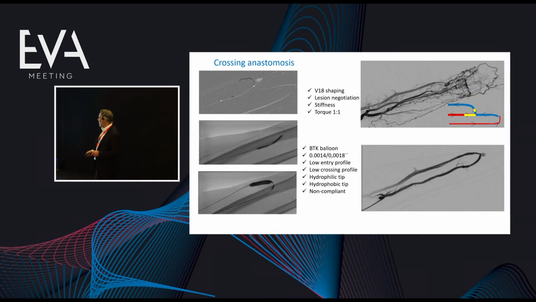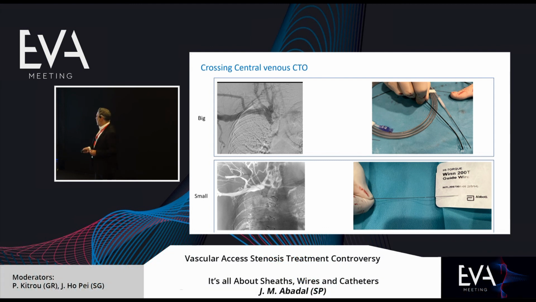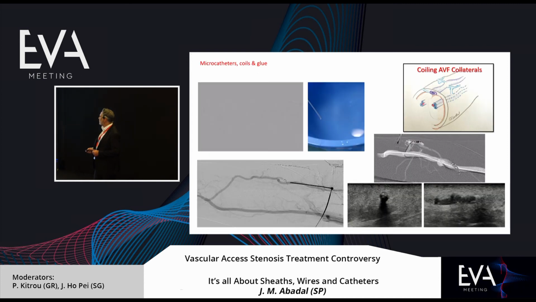And here you have an example. We are crossing with this shaped V18, and we are working with a BTK balloon with a low entry profile, crossing profile, with these characteristics, and then we are moving to a normal balloon, as you can see there. Central venous CTOs, we can go with big devices or small devices. Big devices support catheters like Navicross and a straight guide wire, and the other option would be small devices, mainly with CTO-loaded tip guide wires.